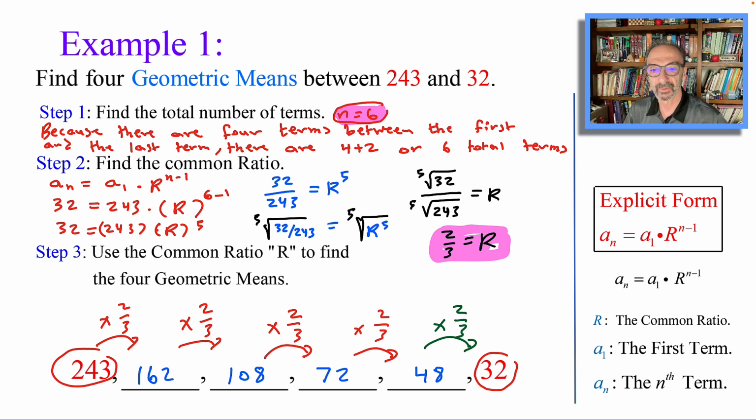And that should do it for number 1. That's how you find the geometric means. As it shows step 1, step 2, step 3. You need to find the number of terms, the common ratio, and once you find the common ratio, you can just use it and move forward from the first term. To make sure that you're doing it right, once you get to the 48, this right here, make sure that you double check, multiply by 2/3. If you get 32, that means everything is fine.